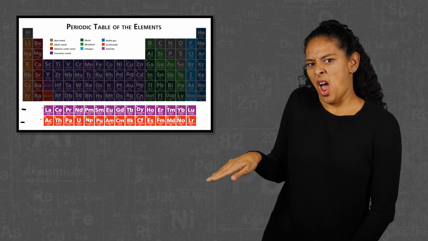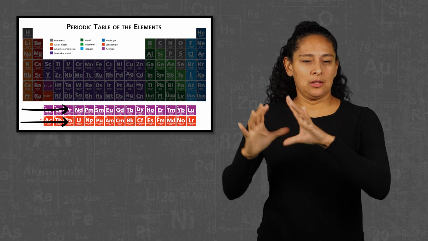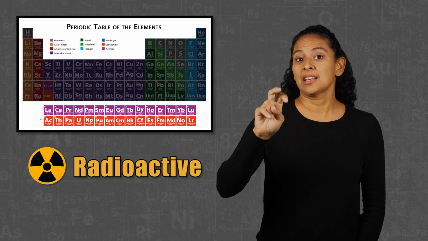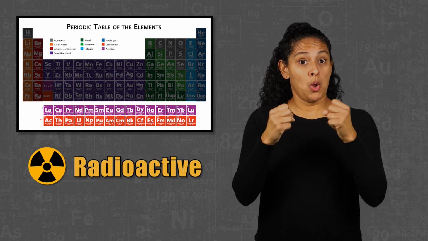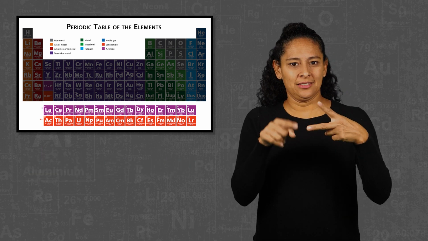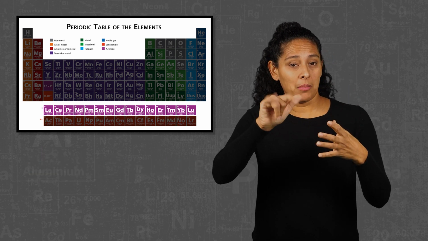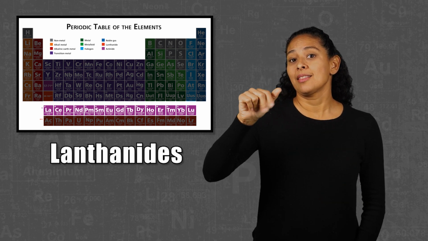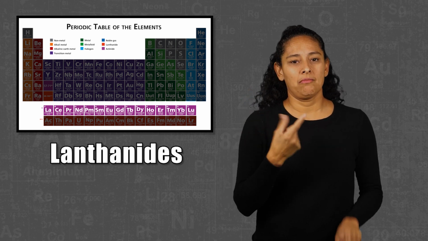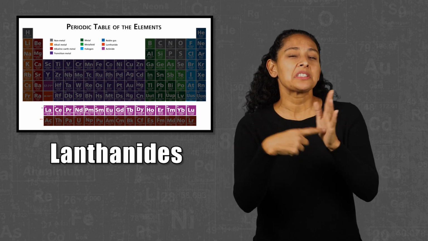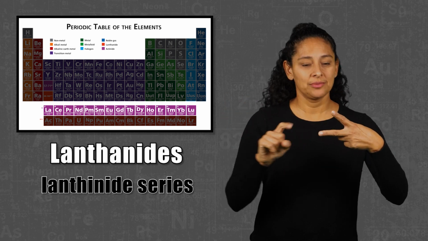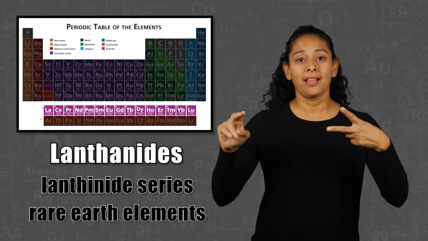Now at the bottom of the periodic table, we have our last two groups. These groups are both radioactive. That means they release dangerous rays when they break apart. First, we have a family called lanthanides. These elements have several names, including the lanthanide series and the rare earth elements.